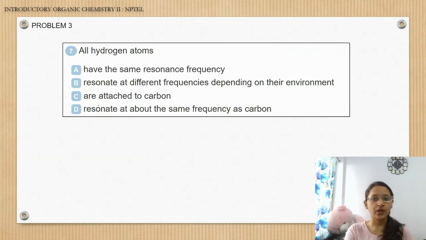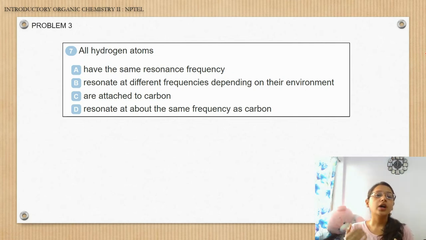So coming to problem 3, the options are: all hydrogen atoms have the same resonance frequency, resonate at different frequencies depending on their environment, are attached to the carbon, or resonate at about the same frequency as carbon. So which is the correct option? We have to look at this.